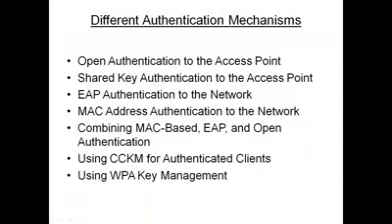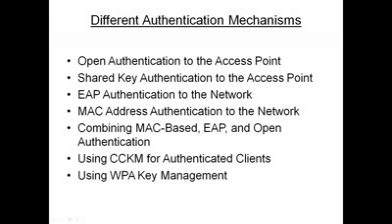We will use basic authentication as open authentication with Wired Equivalent Privacy, that is, WEP encryption. You can also use other authentication and encryption methods that are supported, such as open authentication to the access point, shared key authentication to the access point, EAP authentication to the network, MAC address authentication to the network, combining MAC-based EAP and open authentication, Cisco Centralized Key Management, and Wi-Fi Protected Access key management.